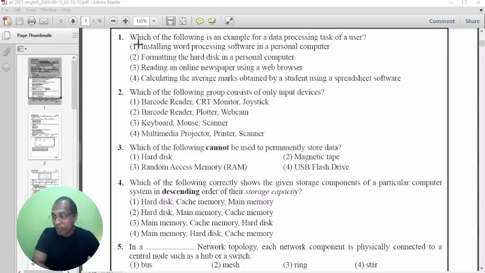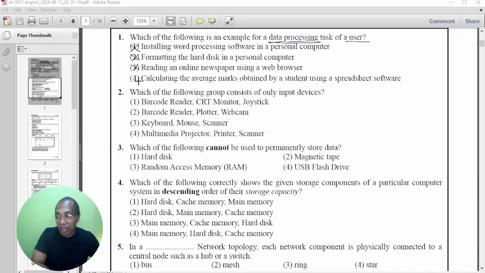Okay, which of the following is an example of a data processing task of a user? So we are looking for a data processing task of a user. So the user has to do some data processing. So let's see. Installing word processing software in a personal computer. That's not data processing. That's more like maintenance. Okay. Formatting the hard disk in a personal computer, that's also maintenance. Reading an online newspaper using a web browser, that's kind of like consuming information, nothing to do with data processing, okay?